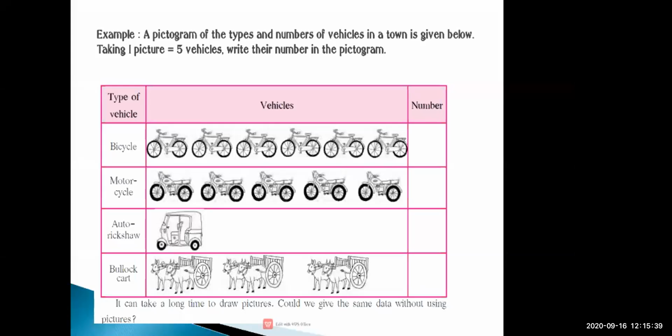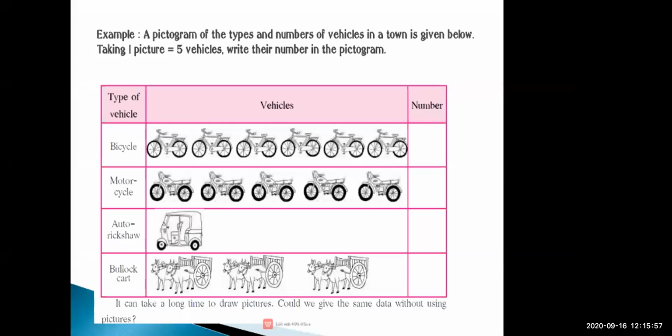You can write the answers in the chat box. How many bicycles are there? I want how many bicycles. I don't want the answers. How many bicycles? Very good. There are 6 bicycles. Now here there are 6 bicycles.